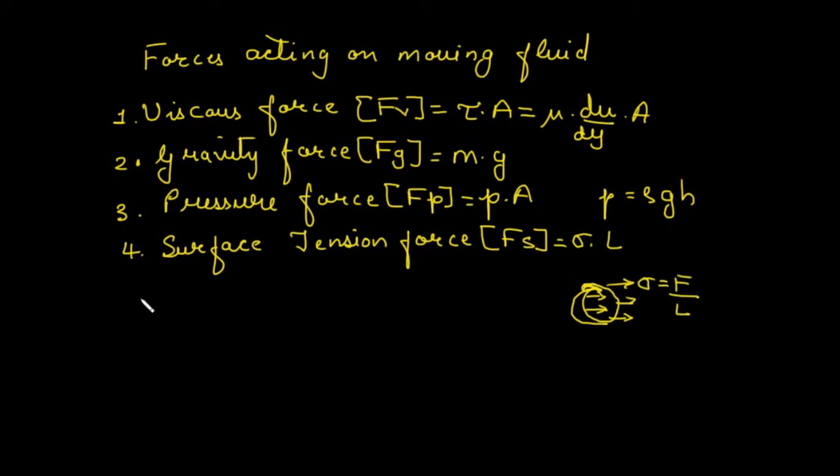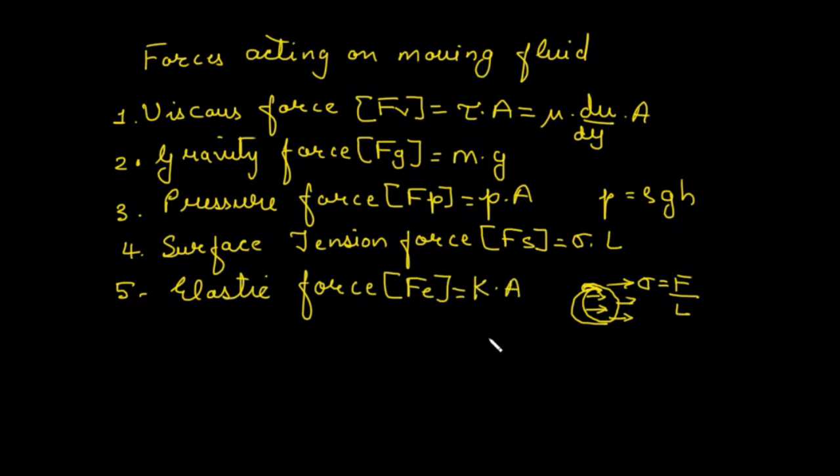Then the next force is the elastic force. We will denote it by F of E. Elastic force is given by a product of the bulk modulus of elasticity and area of the cross section. So these are the forces acting on a fluid element, and if we draw a force polygon, then the closing side will represent the resultant force, which will also represent the inertia of the moving fluid.